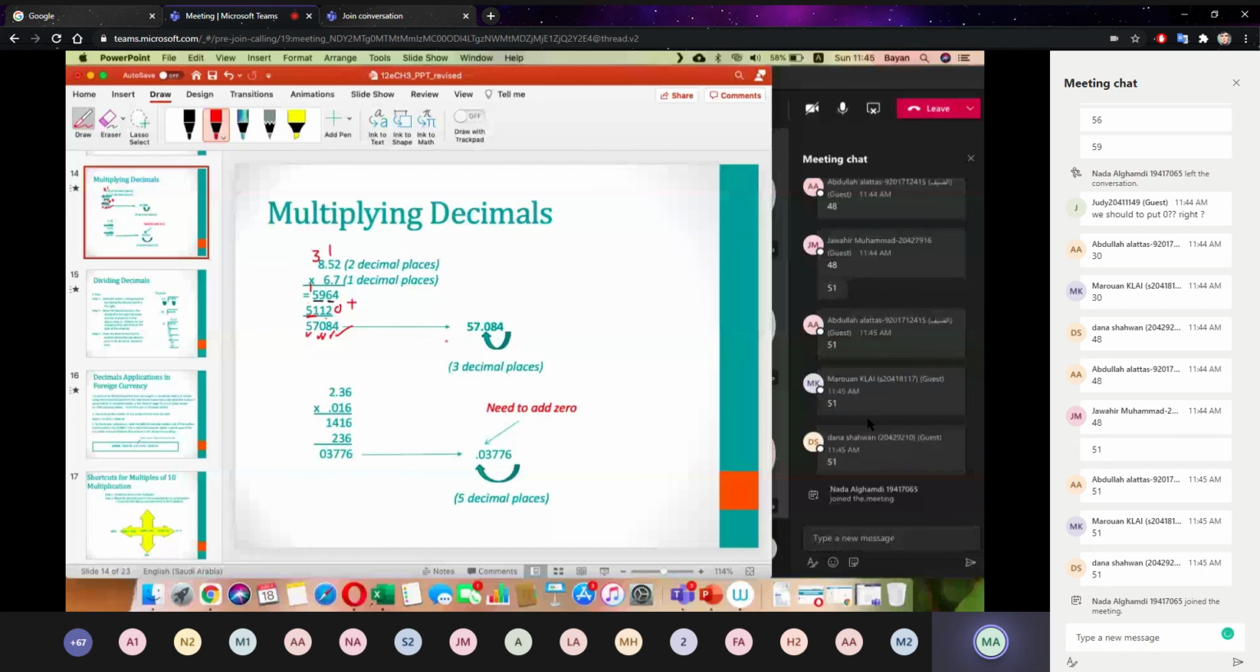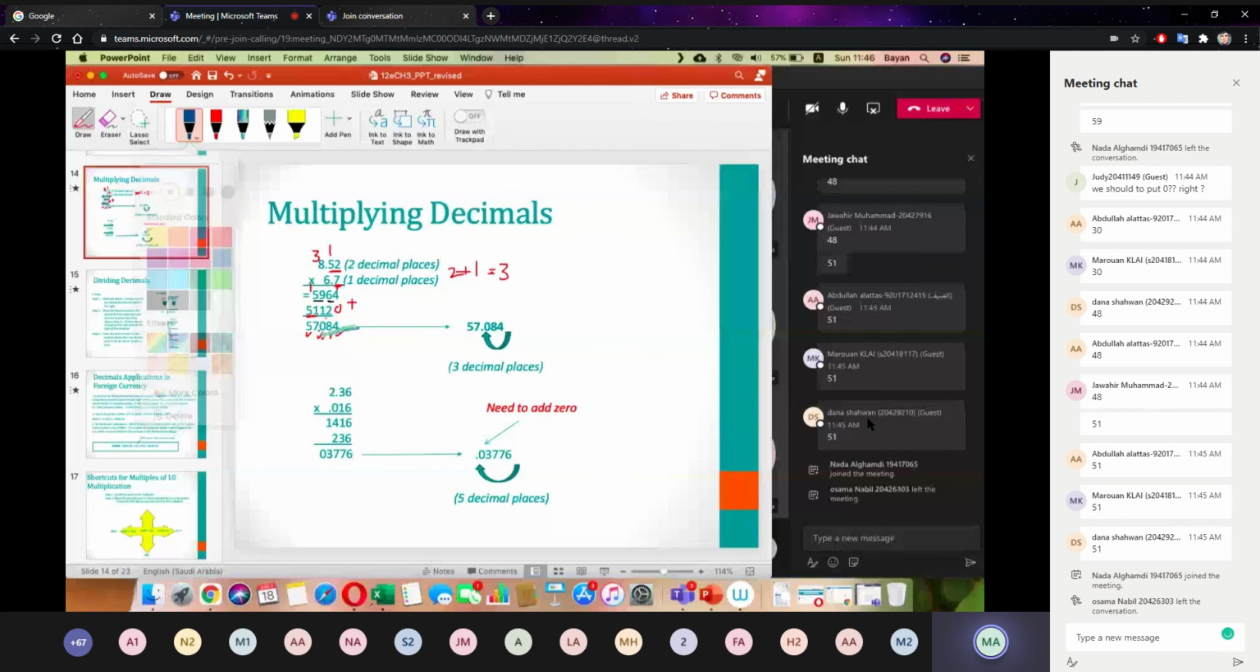Now we write our answer. So we're gonna see here. We go back and see the decimal. Where should we put the decimal point? Here we have 2 values in the right, and here we have 1 value in the right. So 2 plus 1 is 3. So we count 1, 2, and 3. Then we add the decimal point here.